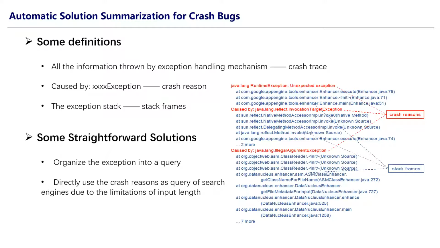Another solution is that developers will try to directly use the crash reasons as a query of search engines due to the limitations of input length. However, this method will miss a lot of important information in stack frames and the result may not be accurate enough. To make matters worse, there is much noisy and redundant information in the returned posts, and the developers need to spend a lot of time to digest and find the right solution. An automated approach considering both crash reasons and the stack frames to provide solutions to a crash trace will help developers solve crash bugs more efficiently.